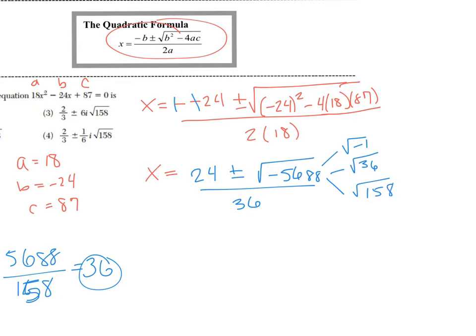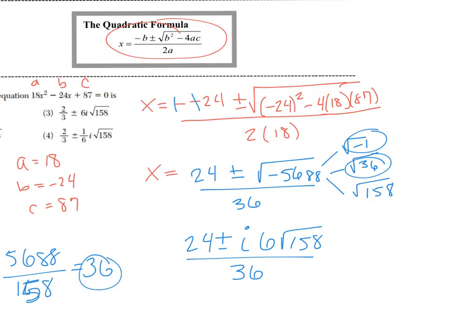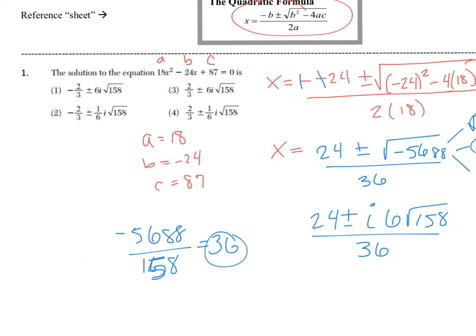Now I'm going to simplify. I'm going to keep the 24 plus or minus. The negative 1 will come out as i, the 36 will come out as a 6, and the 158 will stay inside, all over 36. Now, right at this point, we could probably cross off two answers. The two answers I can cross off are answers 1 and 2 because they have a negative in the first spot, and we want a positive in the first spot. If you notice, the 24 is positive. So I'm going to break this up and write it separately.